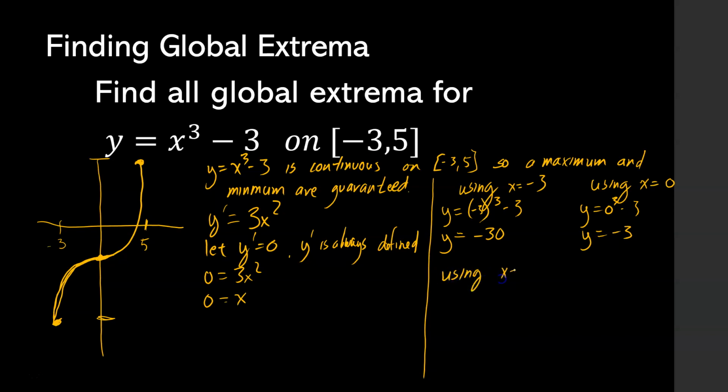So using x equals 5, y equals 5 cubed minus 3. 125 minus 3 is 122. Okay. What's the maximum? What's the minimum? The maximum of x cubed is not negative 30. That's the minimum. Sorry. Let's try that again. The global minimum of x cubed minus 3 is negative 30.